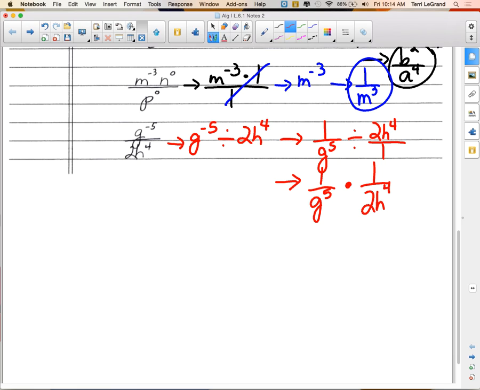Now are we ready to multiply? Yes. Multiply across the top, we get 1. Multiply across the bottom, we get 2 comes first. h to the 4th. Oh, does h come before g? No, it doesn't. E, F, G. 2g to the 5th, h to the 4th. Woohoo! There we go. We got this.